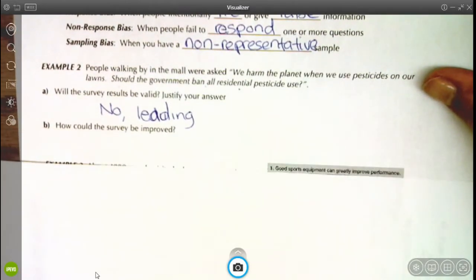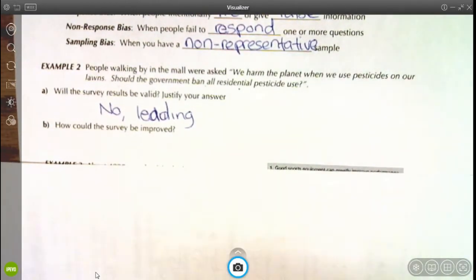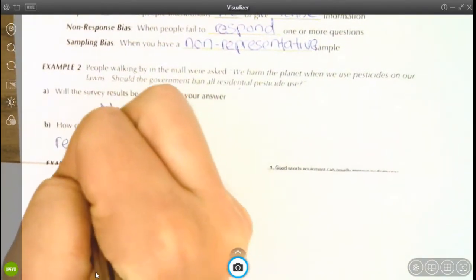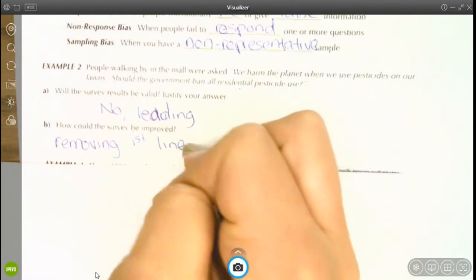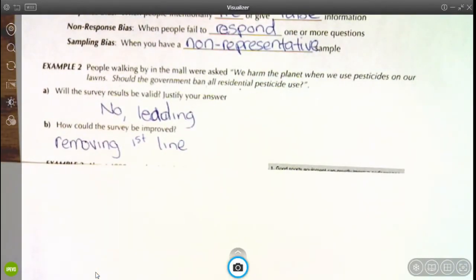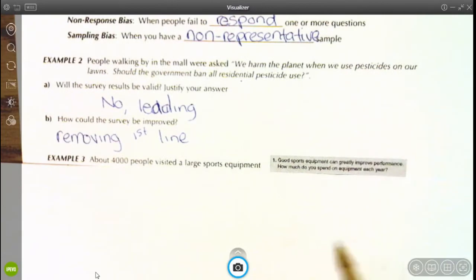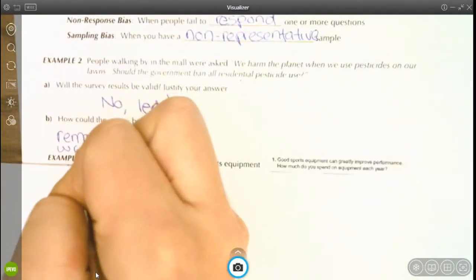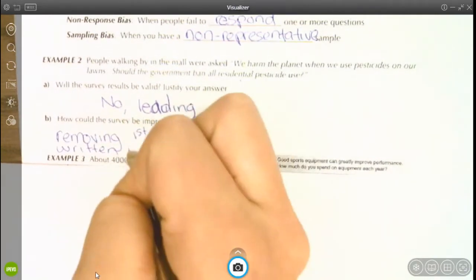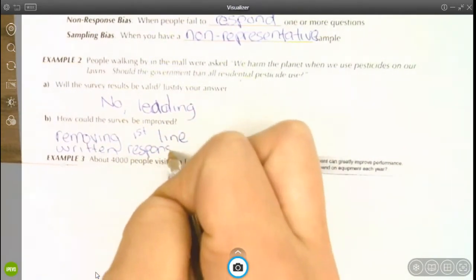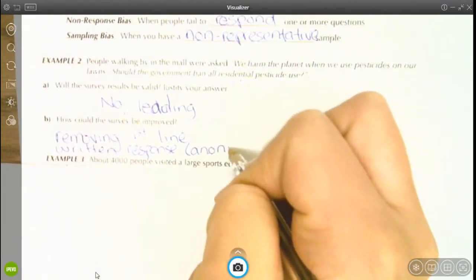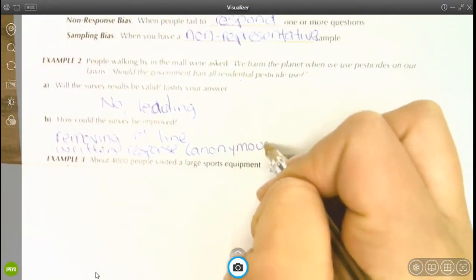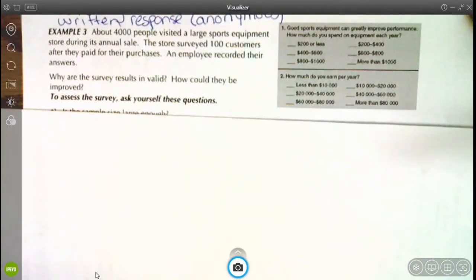How could the survey be improved? Definitely by removing the first line, that unnecessary information. And they could also ask anonymously. Rather than asking them out loud, they could make it a written response to allow people to feel like they can say what they really feel rather than pleasing somebody.